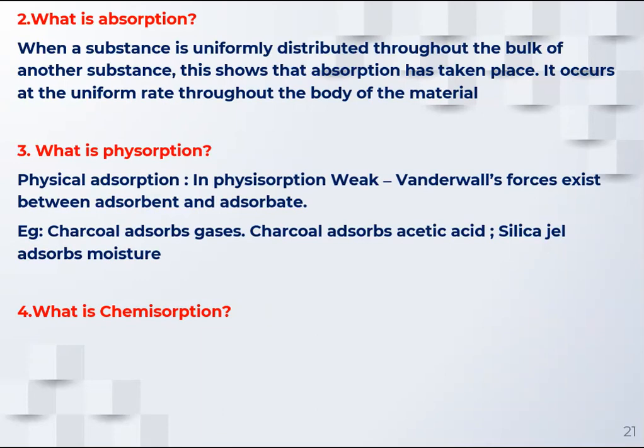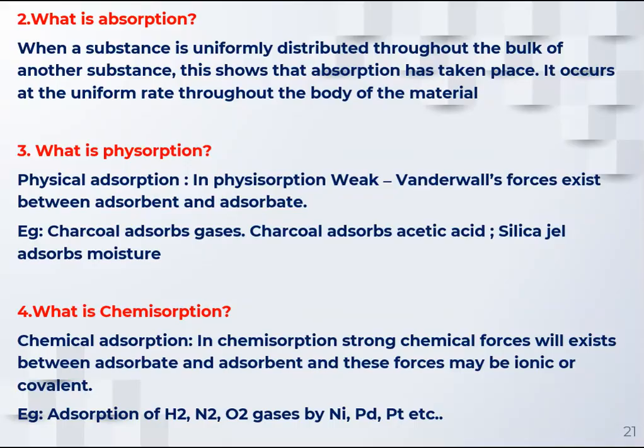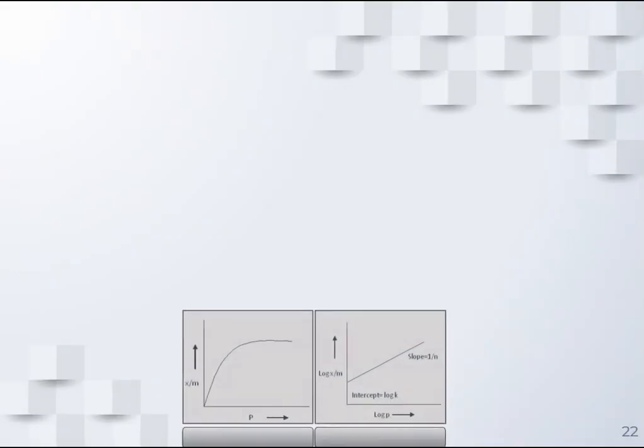Then what is chemisorption? Chemical adsorption consists of chemical forces that exist between adsorbate and adsorbent, and these forces may be ionic or covalent. Examples: adsorption of hydrogen gas, nitrogen gas, and oxygen gas on nickel or platinum metal.